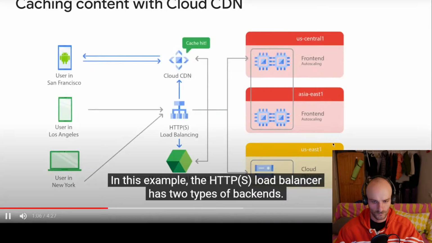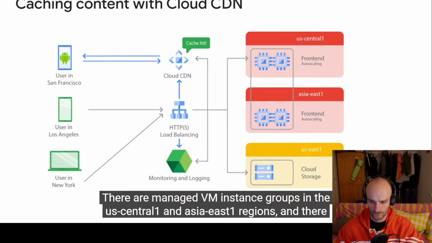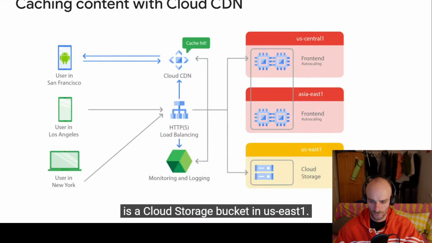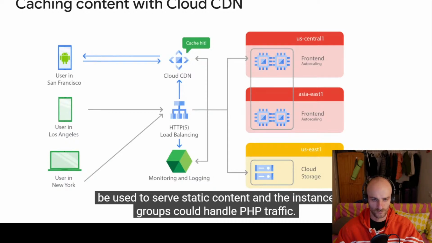In this example, the HTTPS load balancer has two types of backends. There are managed VM instance groups in the US Central 1 and Asia East 1 regions, and there is a cloud storage bucket in US East 1. A URL map will decide which backend to send the content to. The cloud storage bucket could be used to serve static content, and the instance groups handle PHP traffic.